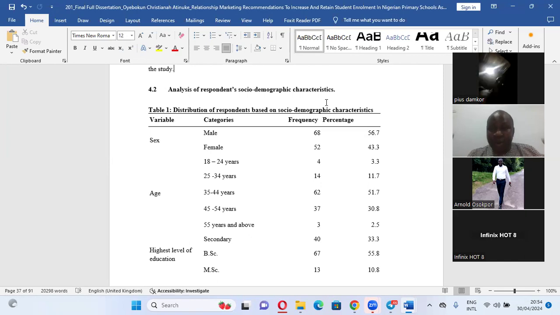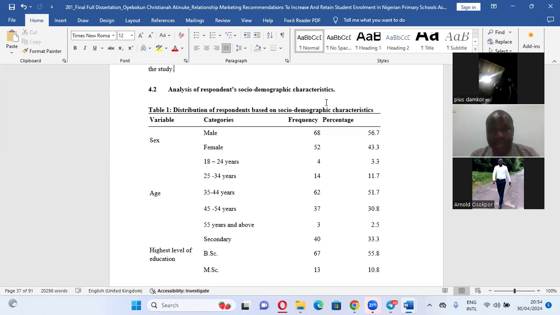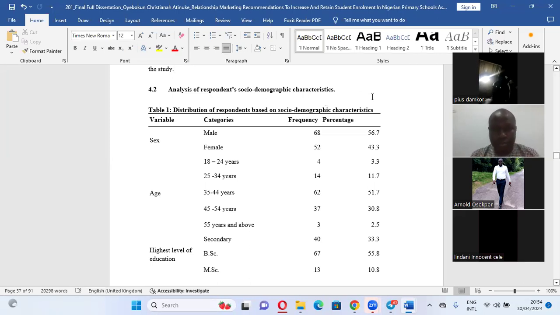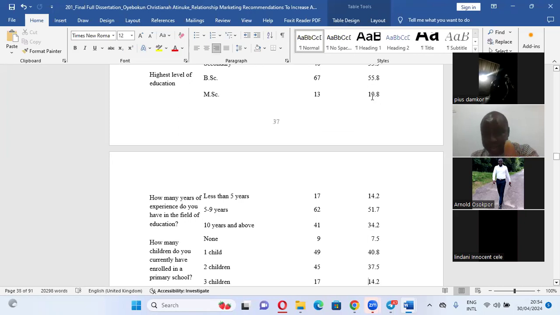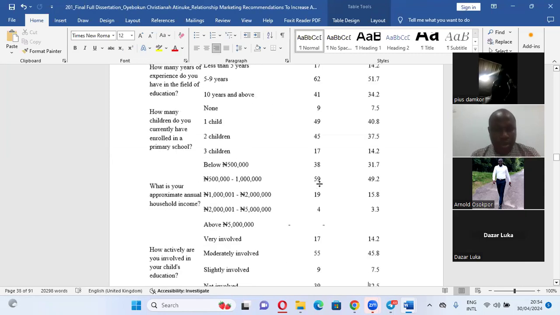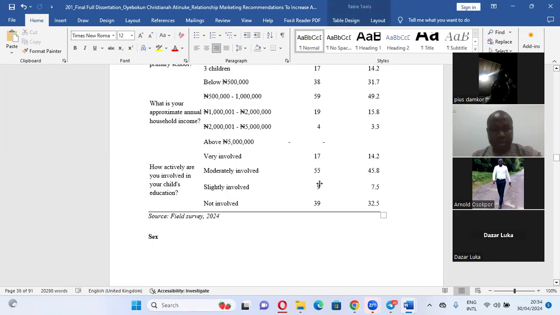Descriptive is one of the most important analysis techniques you must have in your work. And you must know when to use it. You understand? You must know when to use it. So you can see the analysis of the respondents. Now, this is descriptive frequency and percentage. SPSS is used for this. Please, mute your mic. SPSS is used for this. So this is the descriptive analysis.